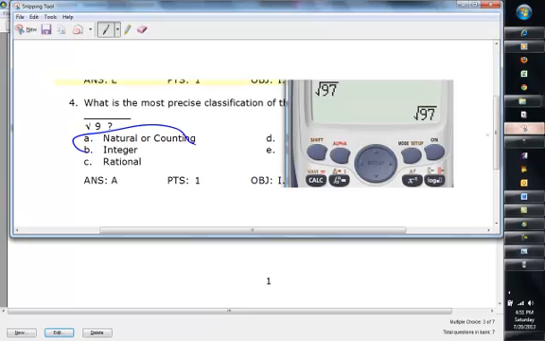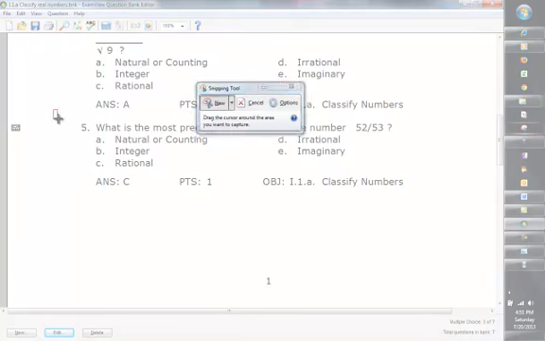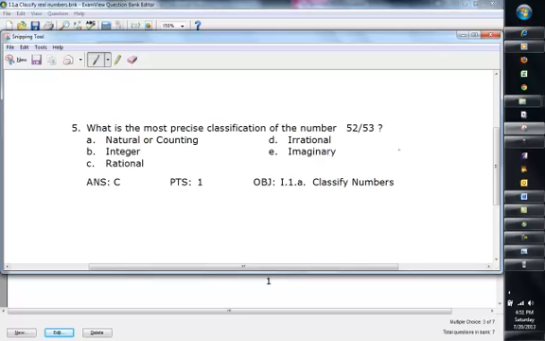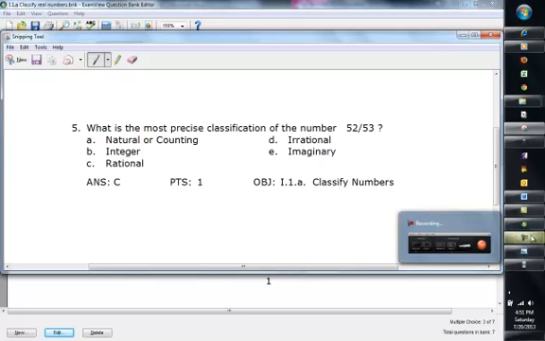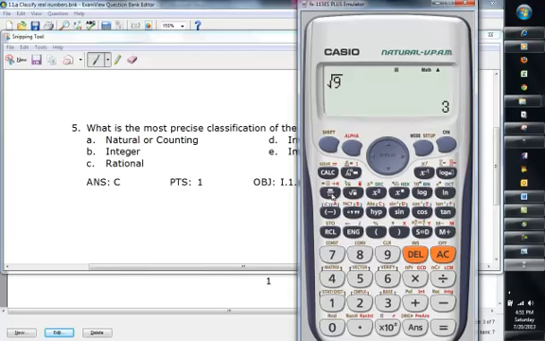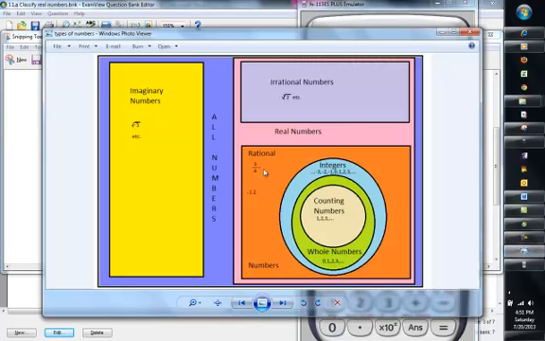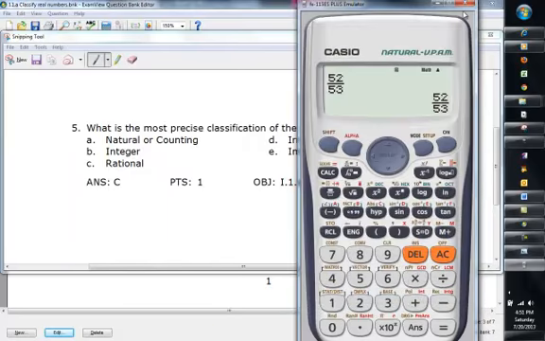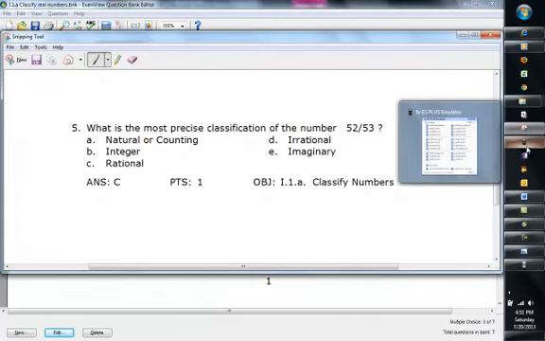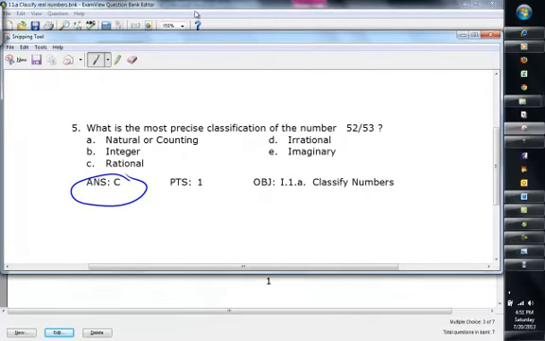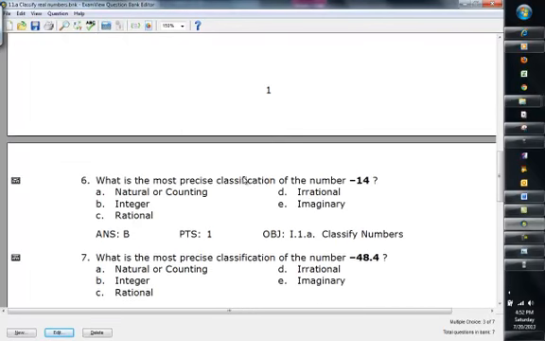What is the most precise classification of the number 52 53rds? Well, on our calculator, if we press 52 over 53, we see that it doesn't reduce any, so it's still going to be a fraction. Fractions right here are rational numbers. You see the fraction 3/4 there. So we would say it is a rational number, which is letter C. Next one.